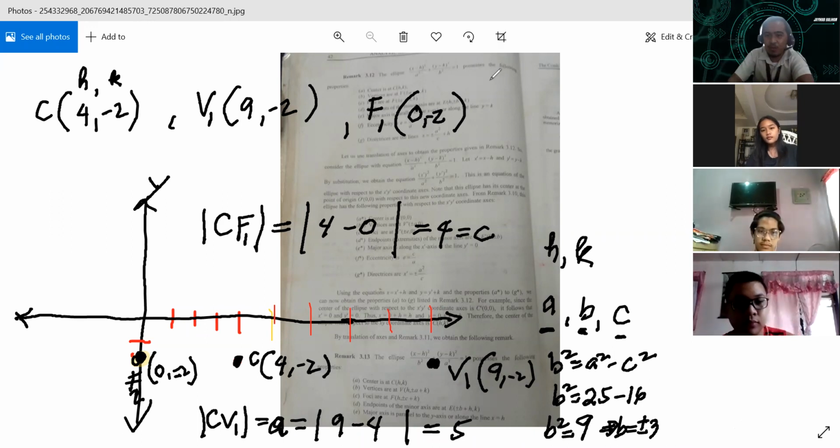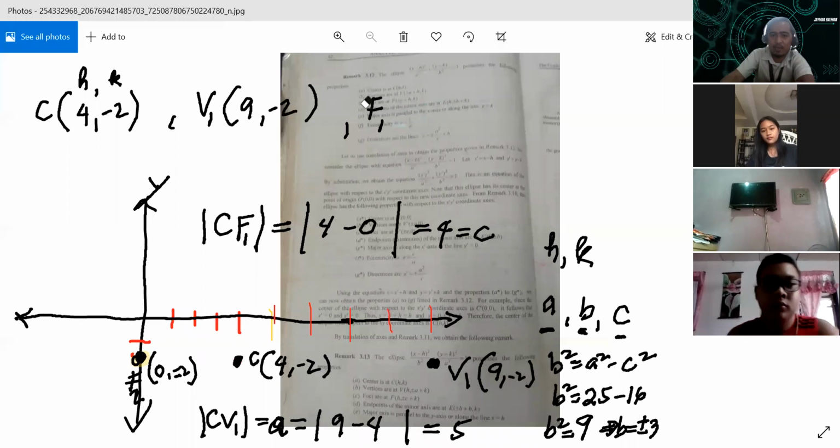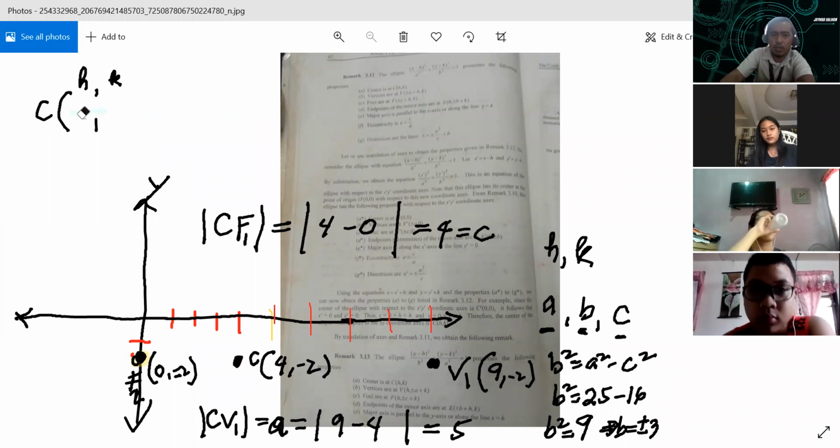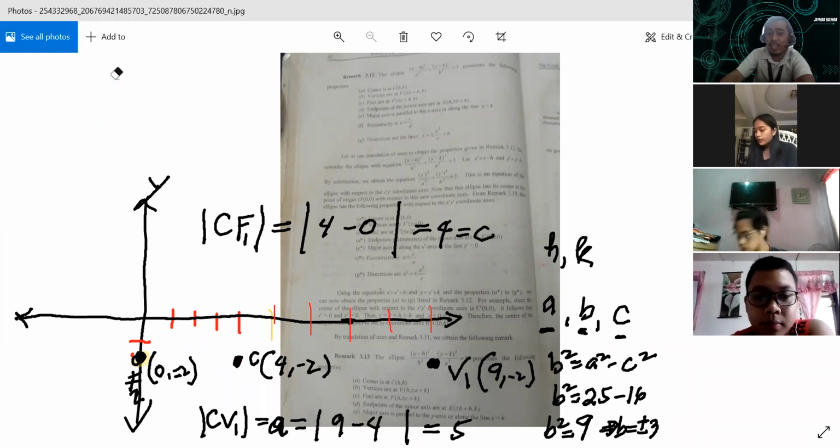If you want to find the equation, let me use this portion so that we will have enough space. Let me erase this portion. Anyway, this is just a given. Now let me ask you, what equation will we use? Standard form. The major axis is parallel to the x-axis. How do we know that the major axis is parallel to the x-axis?